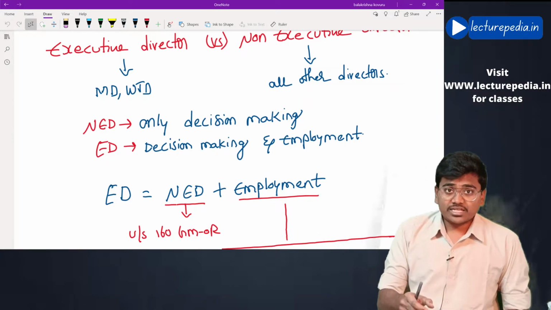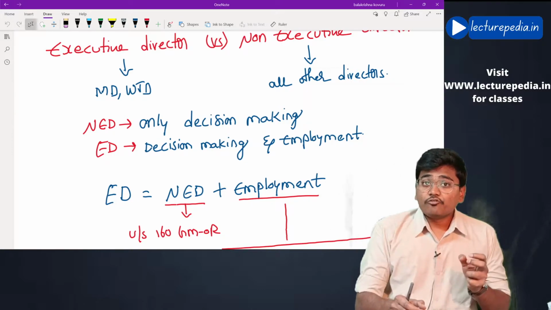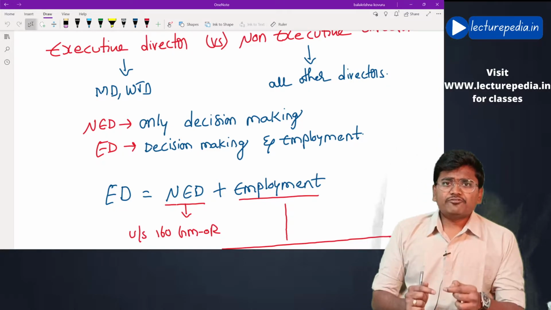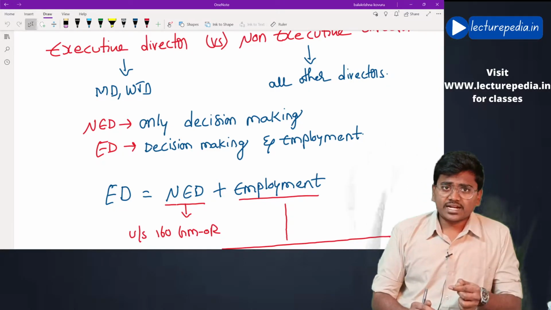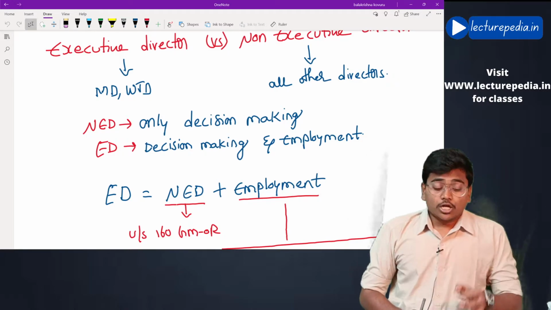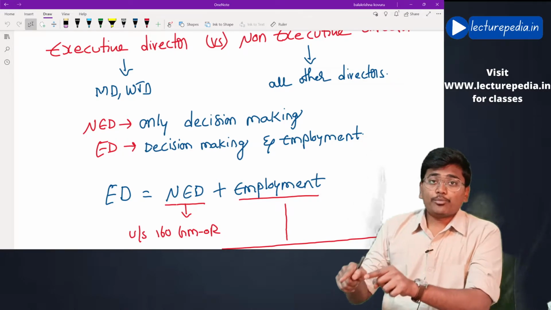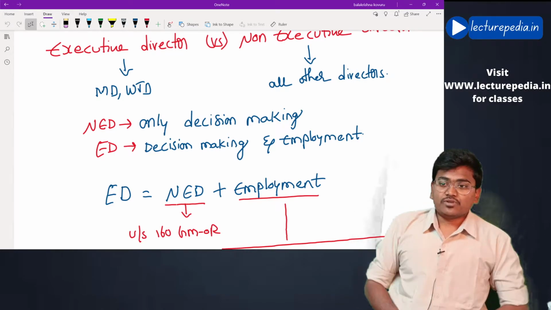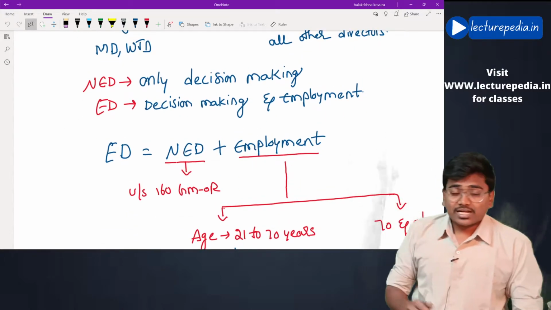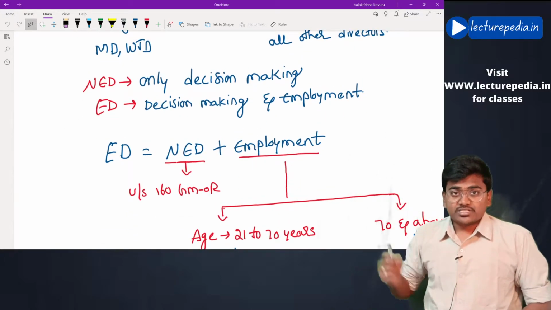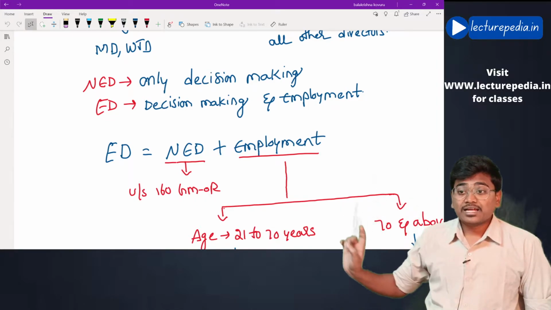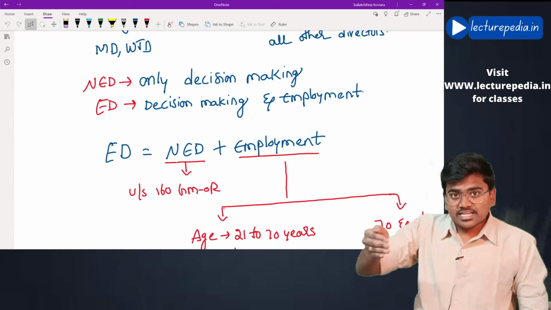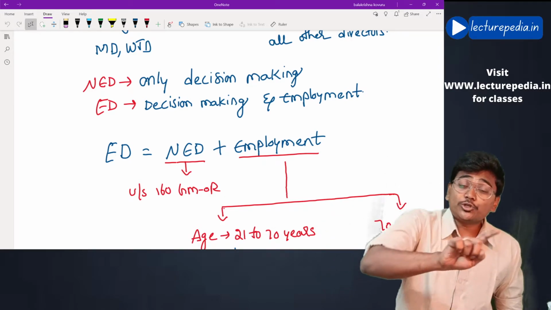The objective of a non-executive director is decision making, whereas the executive director, along with decision making, will also be appointed as an employee of the company. The main difference between a non-executive director and an executive director is only the employment. A non-executive director is not an employee of the company, whereas an executive director will be an employee of the company as well. So you can conclude that executive director means non-executive director plus employment.